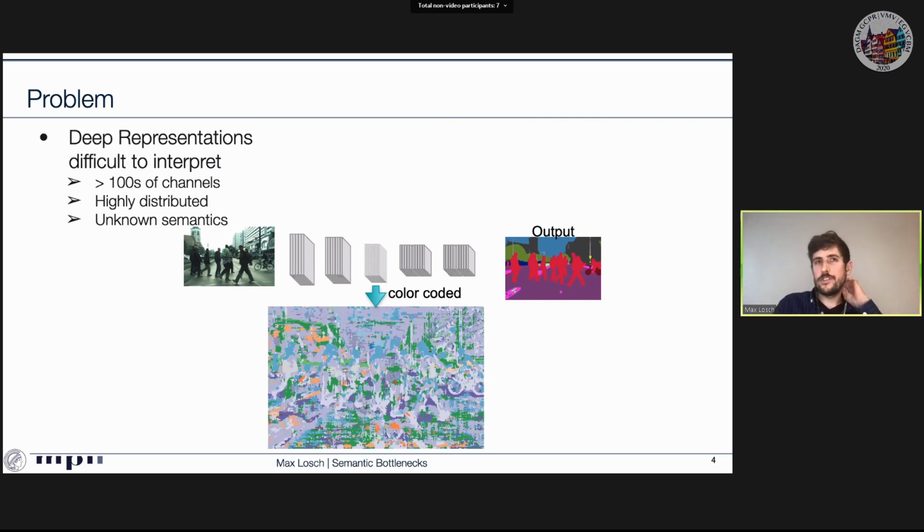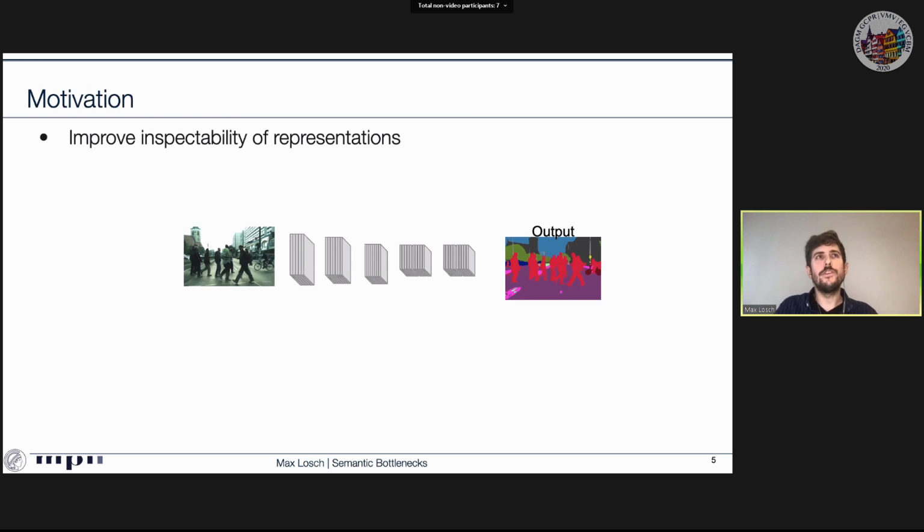So, this is further evidence that these intermediate representations of standard deep conv-nets are very difficult to interpret, since they have no good alignment with the semantic concept, and they're highly dispersed across different regions in the image space. So this brings us to the motivation that we directly want to improve the inspectability of intermediate representations. And for this, we state 3 simple goals.